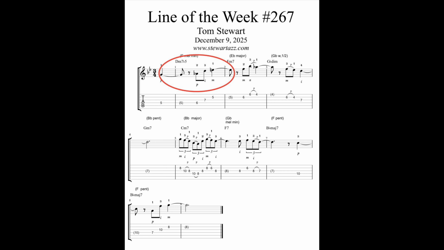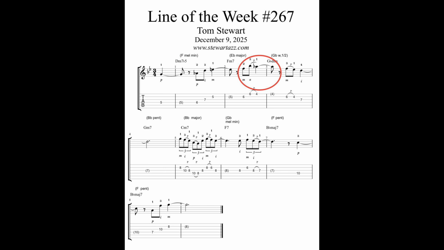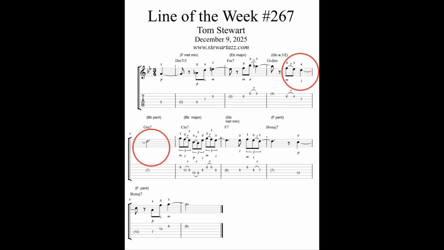Let's look specifically at the line of the week. In measure 1, circled in red, there's the original motif, meaning the melodic rhythm with notes that fit the harmony. Measure 2 contains a fragment of the original motif. Measure 3 contains another fragment, followed by an extension in measure 4.